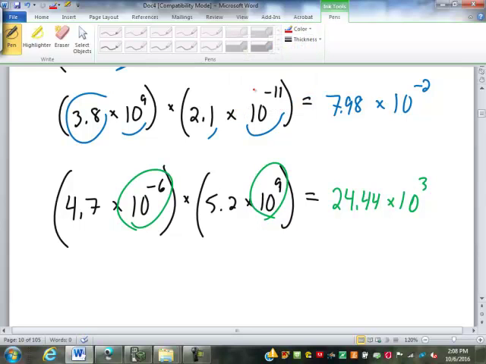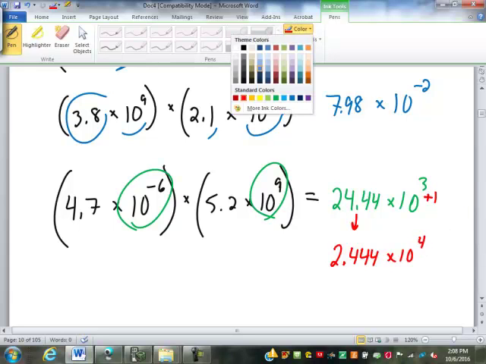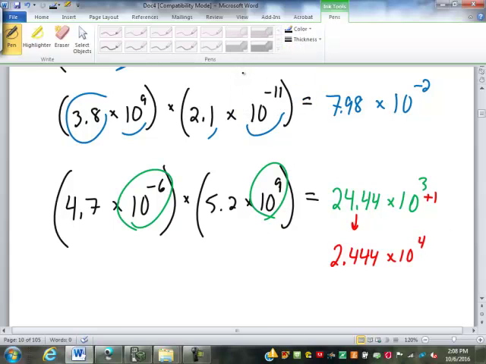But we have two digits in front of the decimal point. This has to become 2.444. The number got smaller, the power gets bigger. This was smaller by 1 place value. That's bigger by 1. 3 plus 1 is 4. Not so bad? No comment? Too tired to care?